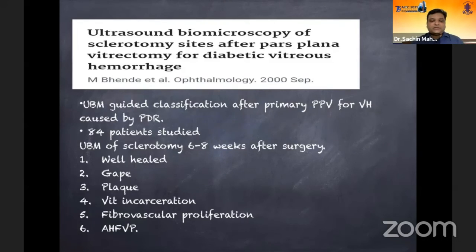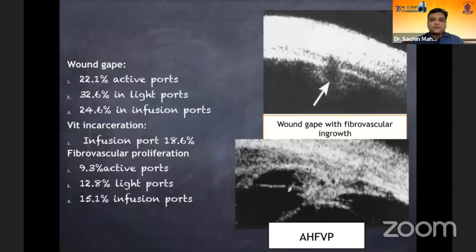A gape, plaque, or vitreous incarceration, whether there's fibrovascular proliferation at the site of sclerotomy, and intrahyaloid proliferation was also seen. So all these will tell us the prognosis of the case, why there is a recurrent vitreous hemorrhage, and how we manage these cases. These are the pictures which show wound gape and the fibrovascular ingrowth. In the lower picture here, you can see the fibrovascular growth at the intrahyaloid phase.